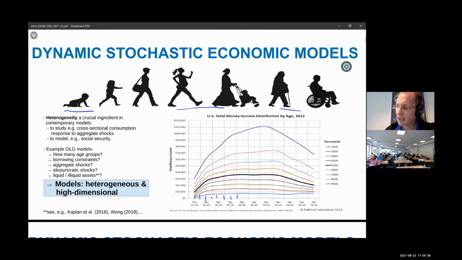This is also implied by the data. This is a bit of an outdated income profile, but you clearly see that over the life cycle the income changes drastically. On top of that, you also have the distribution. If you would like to have a social security model in a reasonable fashion, you probably would like an annually calibrated model, but you would also want one agent per percentile, just to make the example.